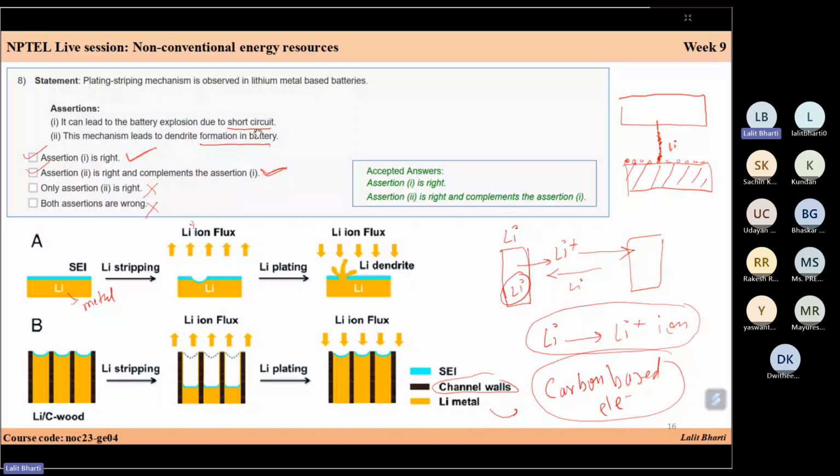So your option 1 is correct. Your assertion 1 is correct, that it can cause an explosion. Assertion 2 is may lead to dendrite formation. So that is also correct. So options 1 and 2 are correct. And option 3 is saying only the second assertion is right, and option 4 is saying both are wrong. So options 3 and 4 are not correct, and first and second are correct.